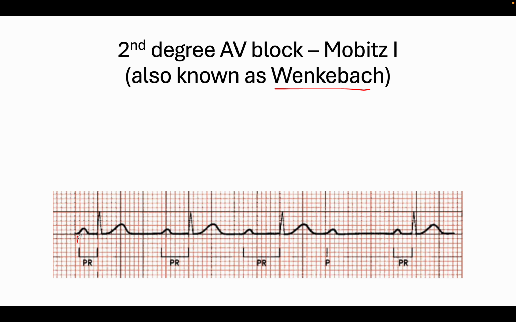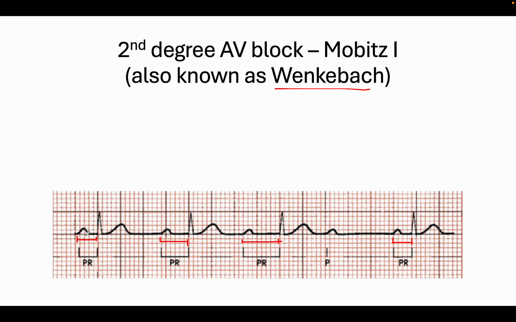So if you're to measure out the PR interval here, which this has actually measured out for us, but I'll just measure out again, we can see that the PR interval is getting progressively larger with each consecutive beat until you get a P wave which is not conducted down to the ventricles. And then this is followed with the PR interval shortening again.